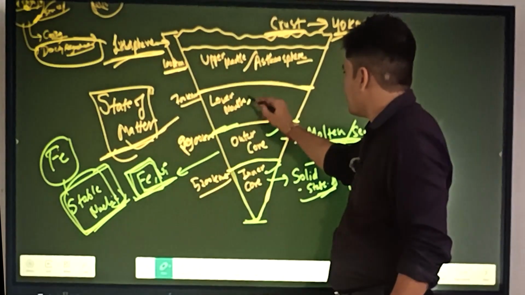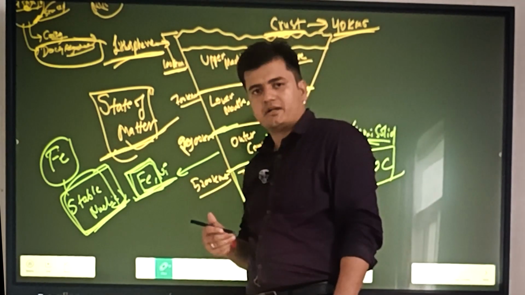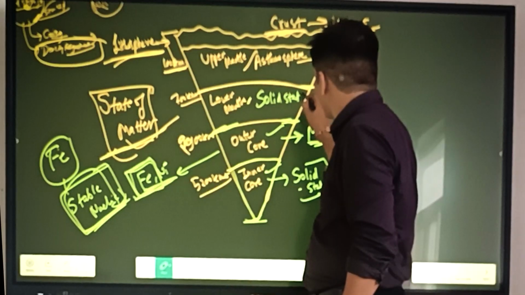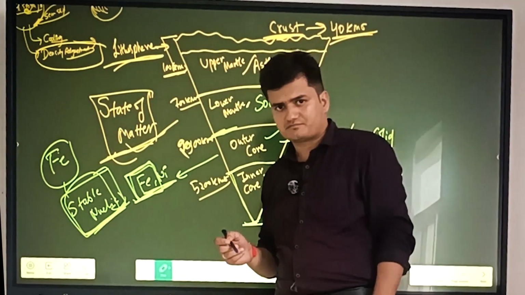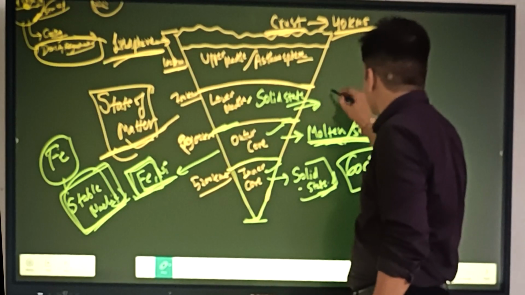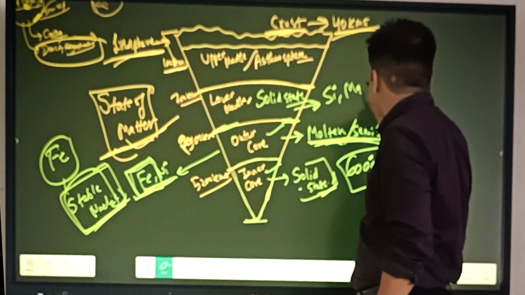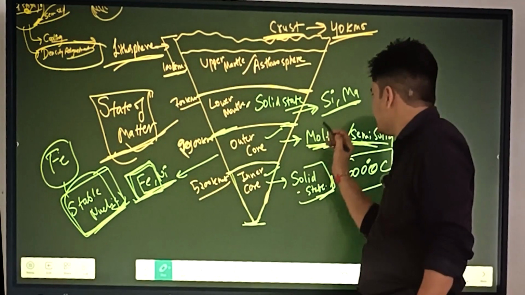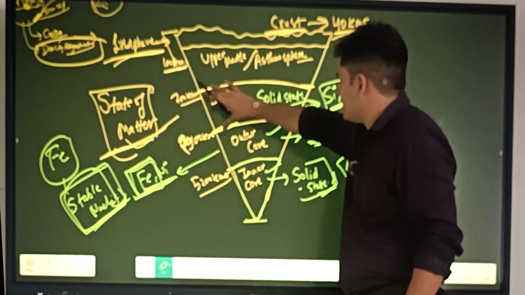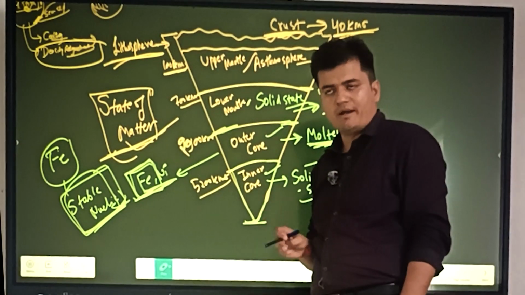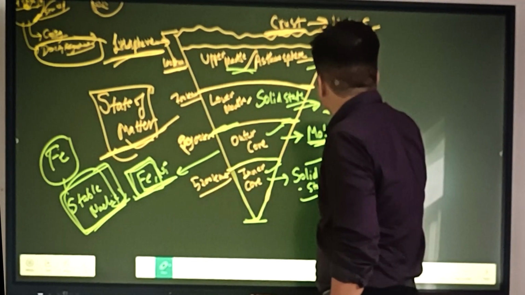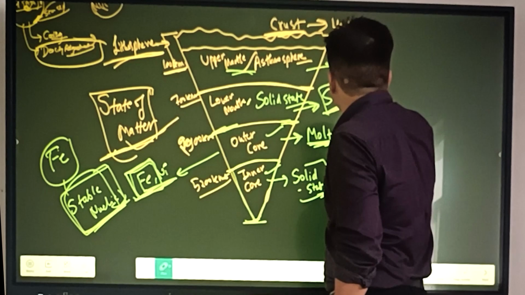Then comes the lower mantle. The lower mantle we find in the solid state. The major elements we can find inside the lower mantle are silica and magnesium. We can see the SIMA layer inside the lower mantle. The upper mantle, also called the asthenosphere, is in the semi-solid state.